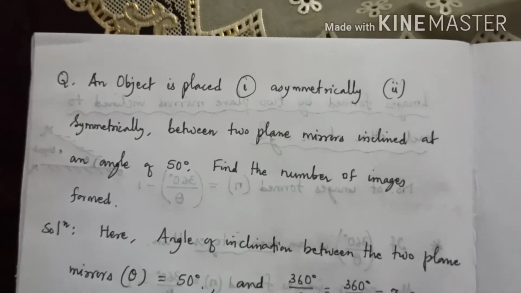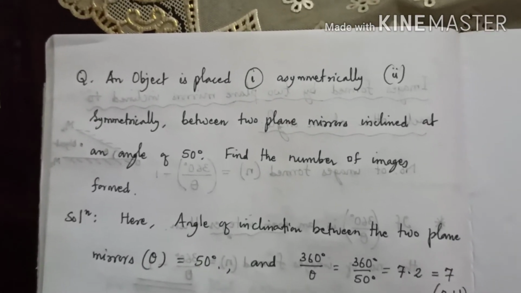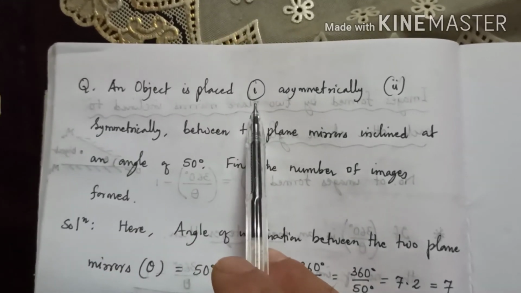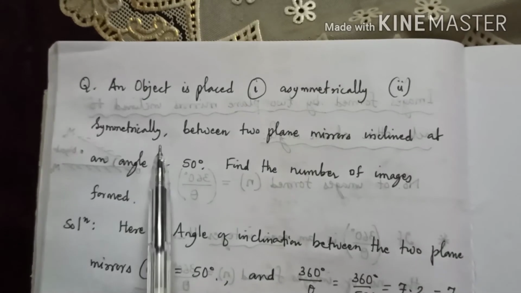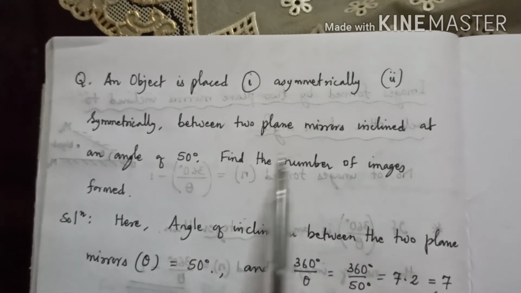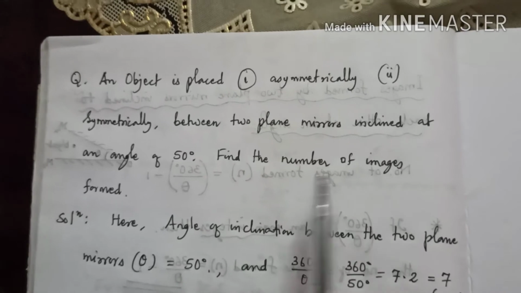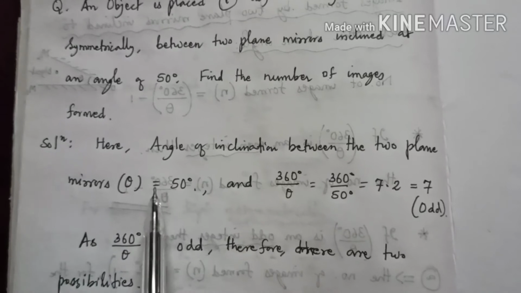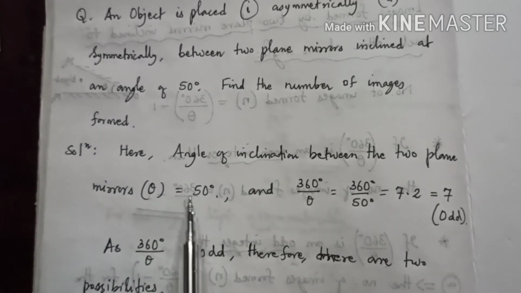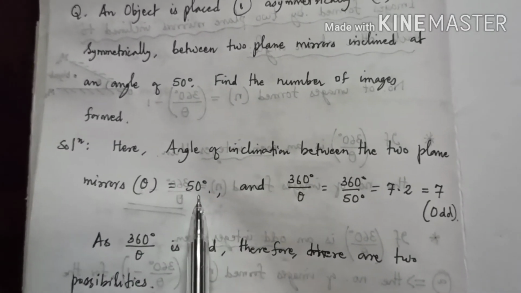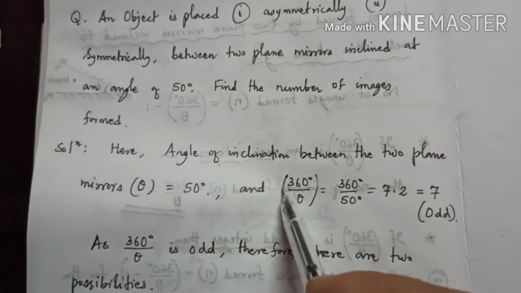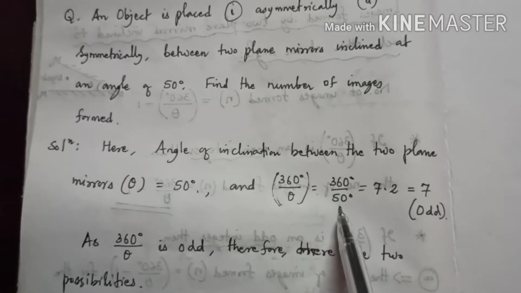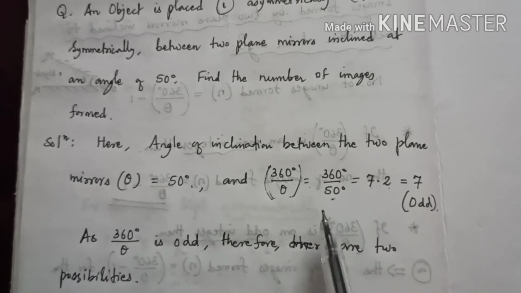Now here is a question asked to me by one of the students. This question says that when an object is placed, number 1 asymmetrically and number 2 symmetrically between two plane mirrors inclined at an angle of 50 degree, find the number of images formed. So first of all, here 50 degree is the angle of inclination between the two plane mirrors, that is theta. Theta is 50 degree, and we'll try to find this quantity first, 360 by theta. So theta here is 50 degree, so you get 7.2.